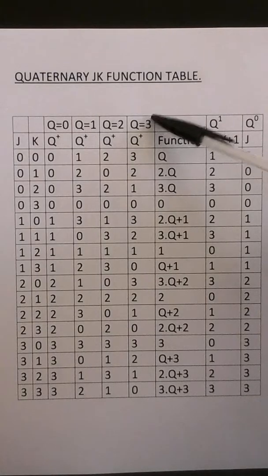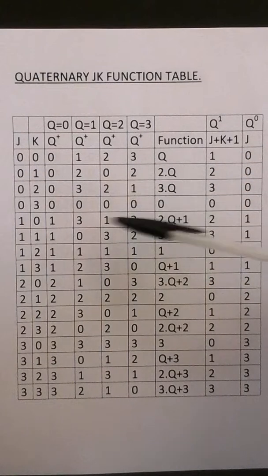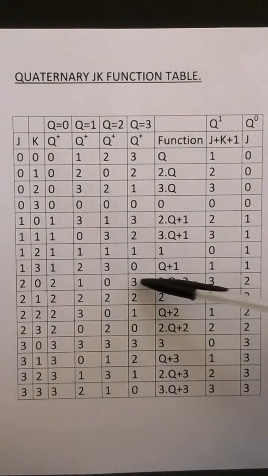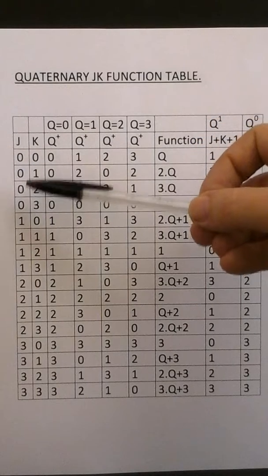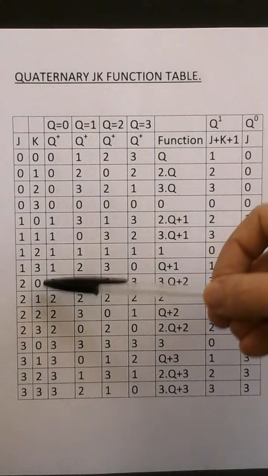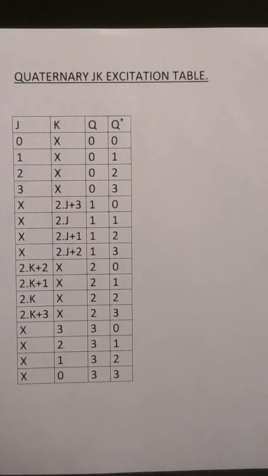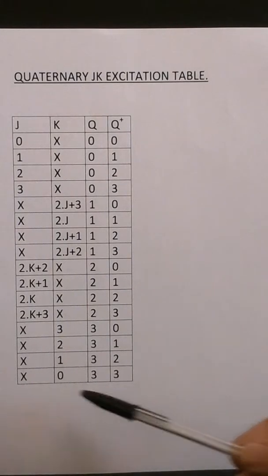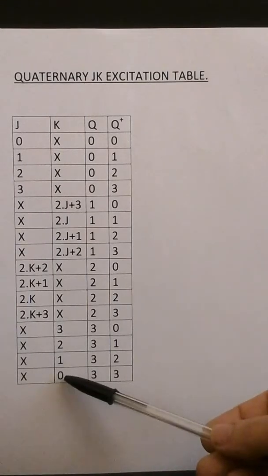So q is a 3 and q plus is a 3. We have a 0, 0 there, a 0, 1 there, a 0, 2 there, and a 0, 3 there. So j can assume any value, 0, 1, 2 or 3, but k must equal a 0. Here we have a 3 to a 3. J can assume any value 0, 1, 2 or 3, and k must equal 0.